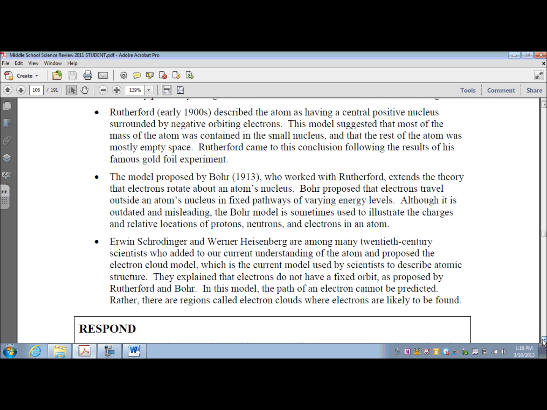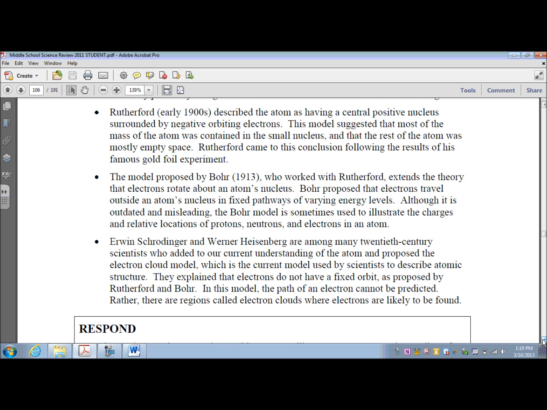The model proposed by Bohr in 1913, who worked with Rutherford, extended the theory that electrons rotate about an atom's nucleus. Bohr proposed that electrons travel outside an atom's nucleus in fixed pathways of varying energy levels. Although it is outdated and misleading, the Bohr model is sometimes used to illustrate the charges and relative location of protons, neutrons, and electrons in an atom.